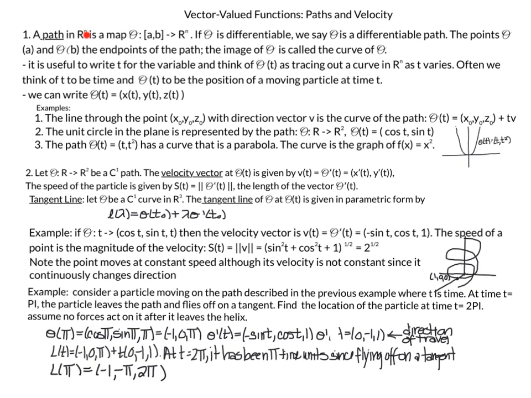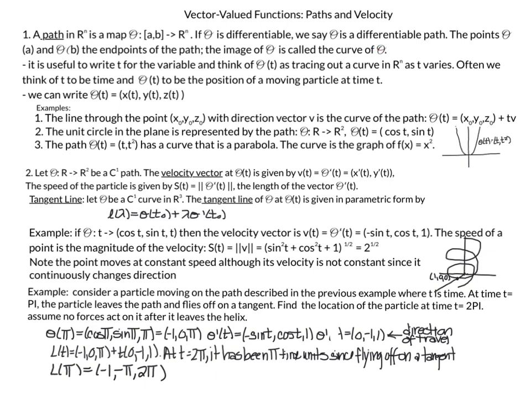A path in Rn is a map from the interval a to b along the real line, and it gives you something in Rn, an n-dimensional space. If our path sigma is differentiable, we say sigma is a differentiable path. The points sigma of a and sigma of b are the endpoints of our path, because a and b are the endpoints of our interval on the real number line. The image of sigma is called the curve of sigma.